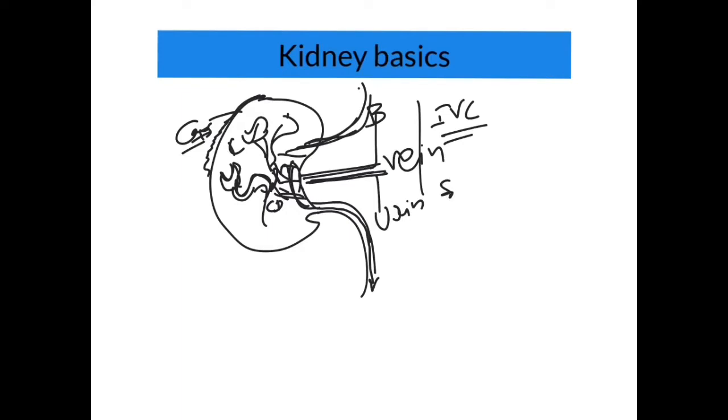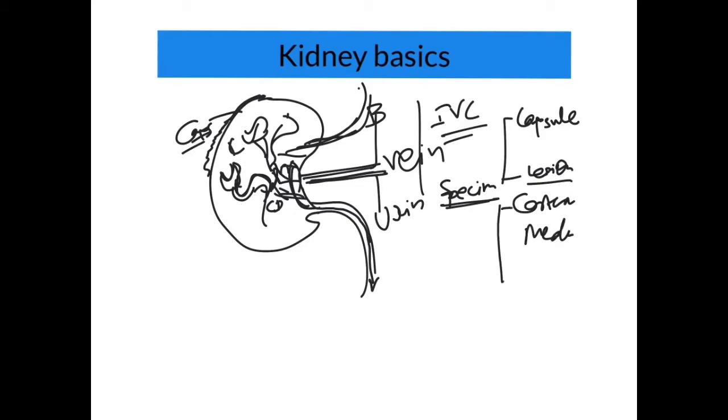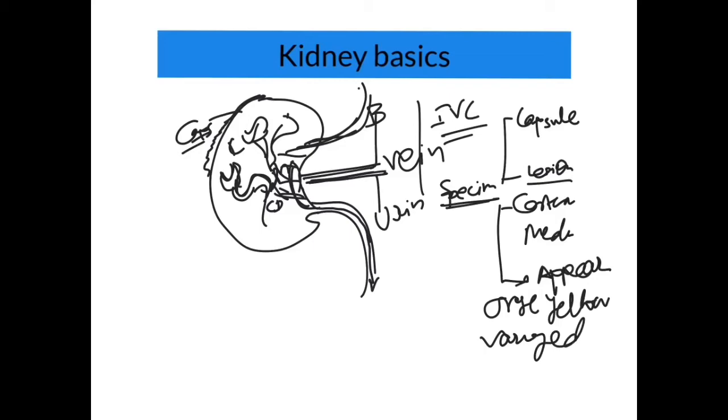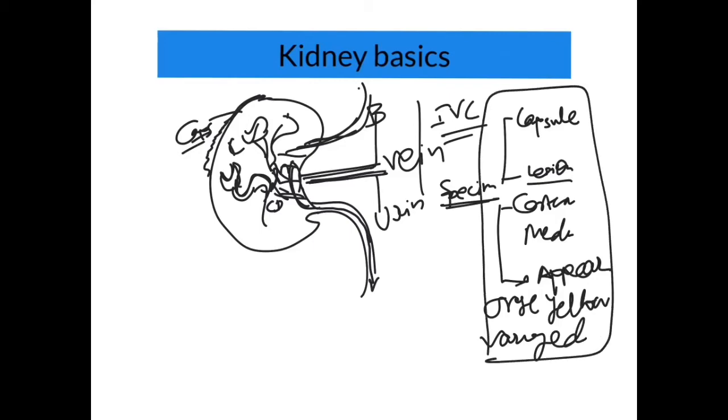While describing the specimen of the kidney, please remember a few things to be specified. First one is the capsule, whether the capsule is intact or not. Second thing is in which area the lesion is, whether it is in the cortex area or in the medullary area, okay. And the third thing is whether the tumor is showing any specific appearance, for example any orange color or yellow color or variegated appearance. So you should remember these three things when defining or talking about any lesion of the kidney.